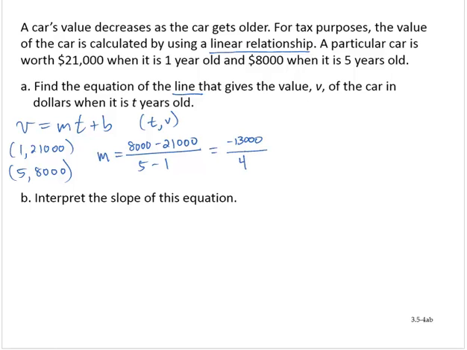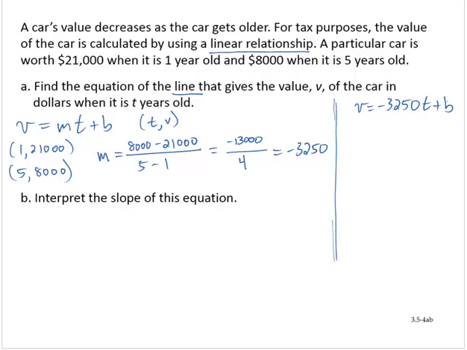Now, let's reduce this to just maybe a decimal number. So 13,000 divided by 4, that's negative 3,250. So we have the slope, and now we can make our first revision and write v equals negative 3,250t plus b.